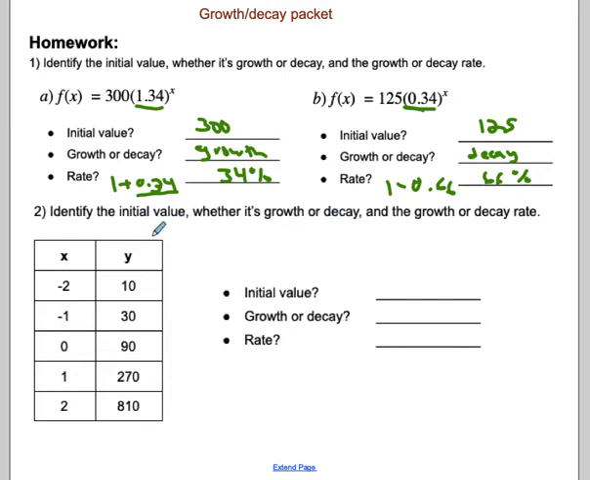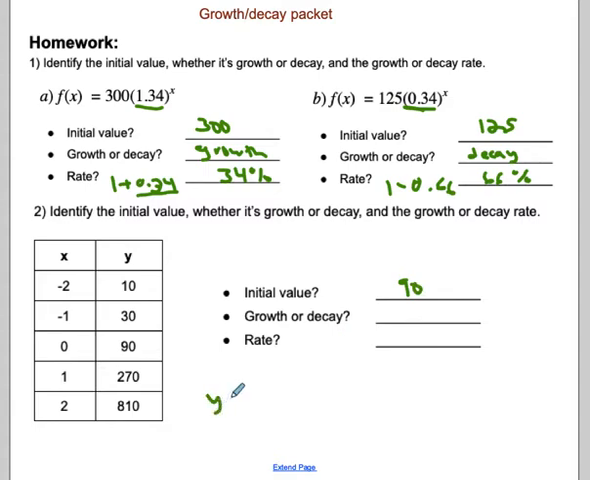For problem number 2, here I give it to you in a table. So if we wanted to come up with a formula for this, we could, and I will. But first, the initial value. If you go back to the pizza problem and the carrot problem and the clover problem that we did, the initial value always occurs at your 0. So in this case, we're starting with an initial amount of 90.